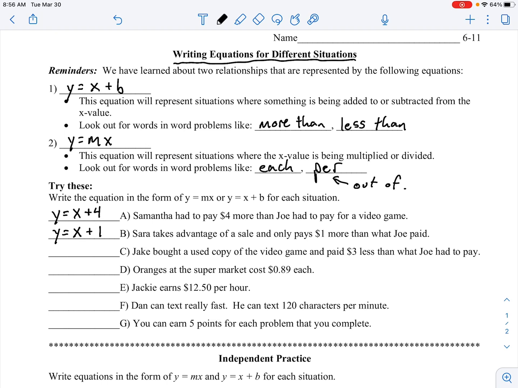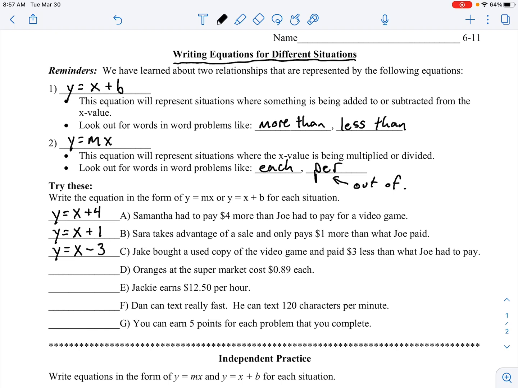So Jake bought a used copy of the video game and paid $3 less than what Joe had to pay. So y equals, once again, we still don't know what Joe is paying for this thing, so we're still going to represent that with our variable x. Jake is paying $3 less than what Joe paid. So if Joe paid x dollars, then $3 less than that, we would just subtract 3. All right.